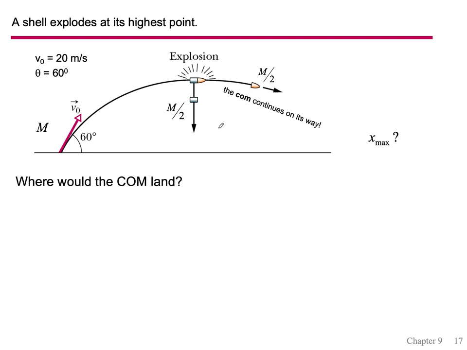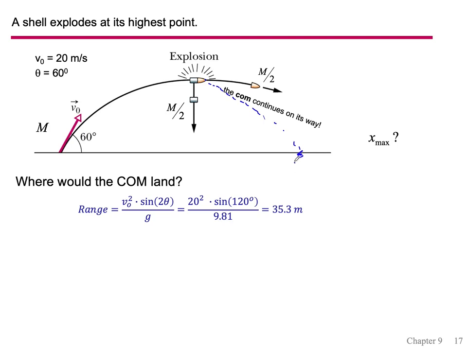How do you solve this one? Well, first of all, you ask yourself, where would the center of mass land? I'm going to use the old range equation just for speed. You could do a projectile motion one as well, but I was trying to make this as fast as possible. You'll discover that the center of mass would just continue on its way, and it would land right here, a distance of 35.3 meters away from the starting point, if this is x equals 0. If this is level ground, remember this range equation only works for that.